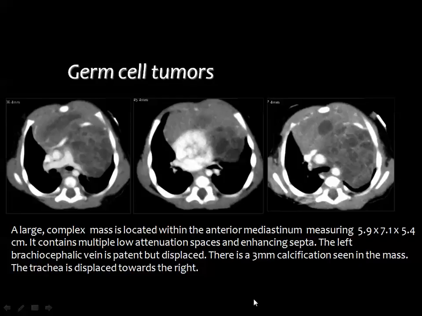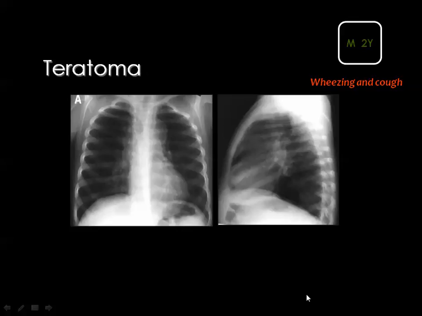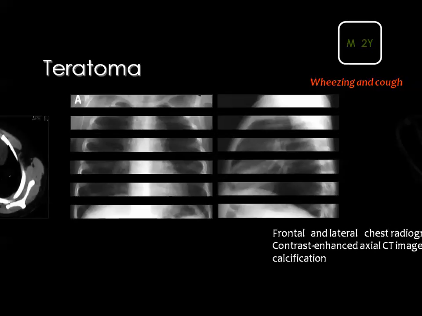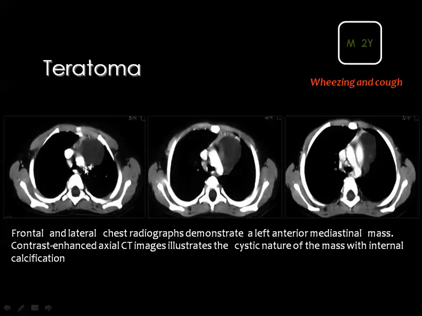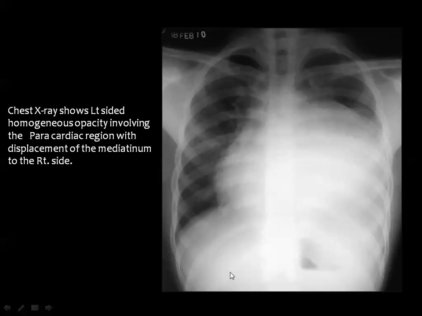If you search very thoroughly, there is a 3 millimeter calcium seen within the mass. I am not able to elicit this calcific part of the tumor, but calcium is not an essential finding for the diagnosis of teratoma, but fat is very important for the diagnosis. And here you see the presence of a fat-containing lesion in the anterior mediastinum, foci of calcification within the lesion, then the diagnosis of teratoma is easy.